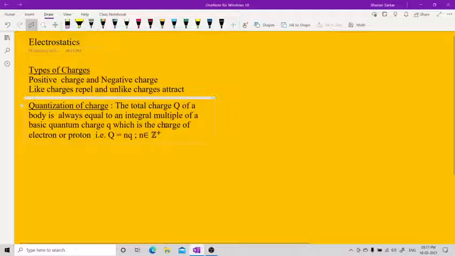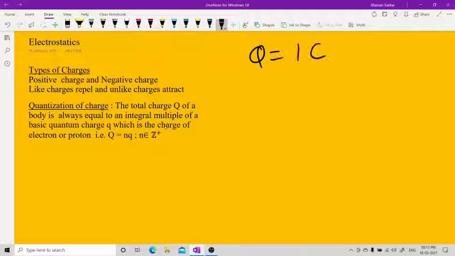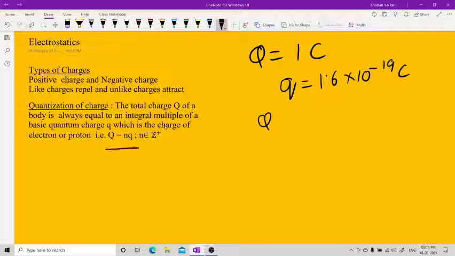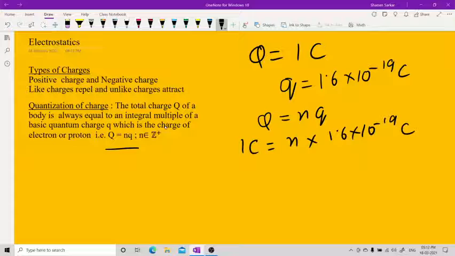See the example. Suppose I give you q equal to 1 coulomb and I ask you how many protons are there. एक चार्ज दे दिया q 1 कूलम का, कितने प्रोटॉन्स हैं. So the charge of a proton is 1.6 into 10 to the power of minus 19 coulomb. Now according to this formula, q equal to nq, q is 1 coulomb, n into 1.6 into 10 to the power of minus 19 coulomb, this coulomb and this coulomb.